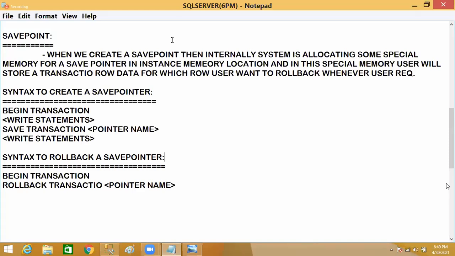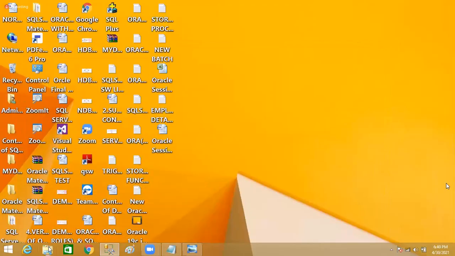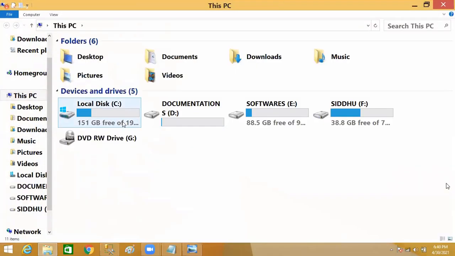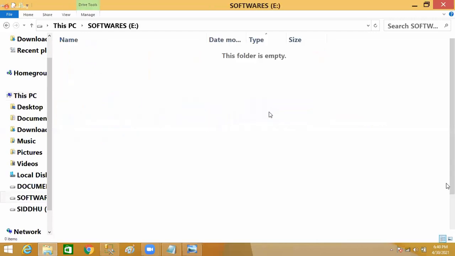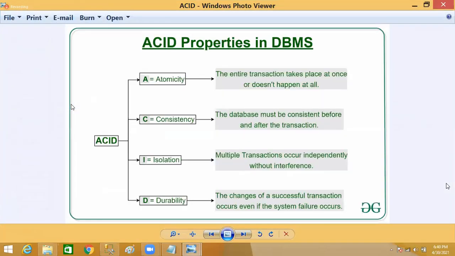So these are the TCL language commands in SQL Server, and this is how they work. But all the transactions we perform in the database, how accurately and properly they are performed, is something every database maintains internally. There are four properties maintained by every database management system, like Oracle, SQL Server, MySQL, DB2, whatever it is.